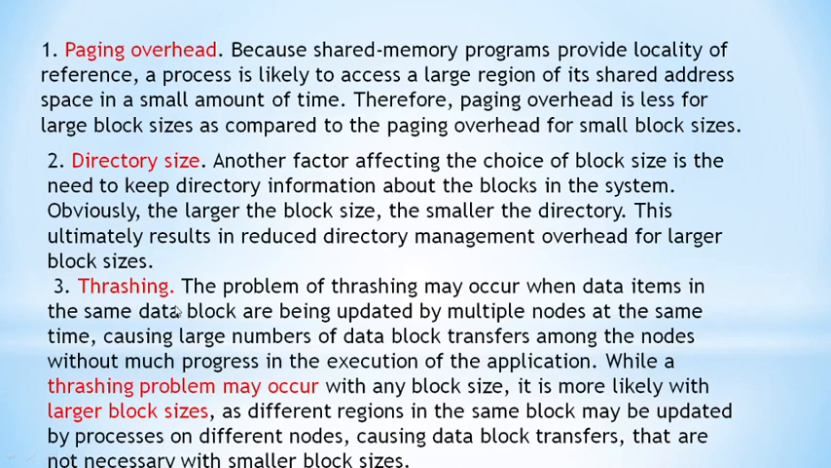And the third is the thrashing problem. This problem will occur when data items in the same block are being updated by multiple nodes. When multiple nodes are going to update the same data block, the problem of thrashing will occur. So it will cause a large number of data blocks to transfer among the nodes. So the thrashing problem may occur with any block size, but it is more likely in larger blocks.